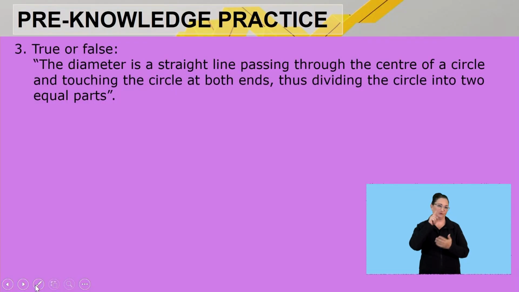Okay, let's look at another question. Moving on to question number 3, here we are saying true or false. Let's read the statement. It says the diameter is a straight line passing through the center of a circle and touching the circle at both ends, thus dividing the circle into two equal parts. If you've listened carefully, I've indicated this statement, so that is indeed true. That is the diameter.